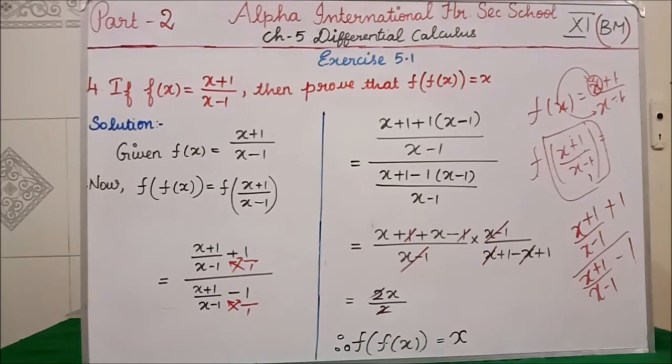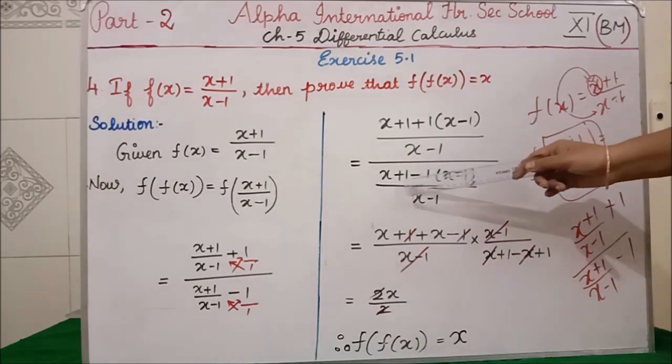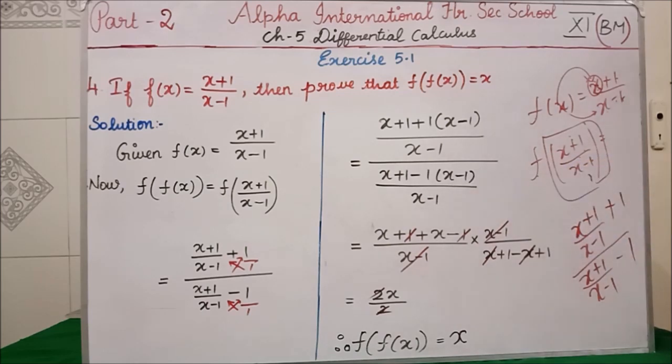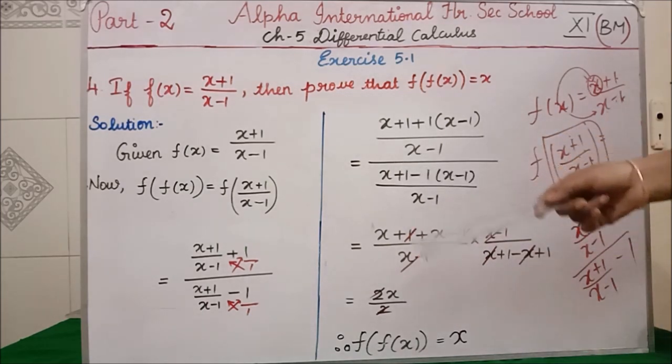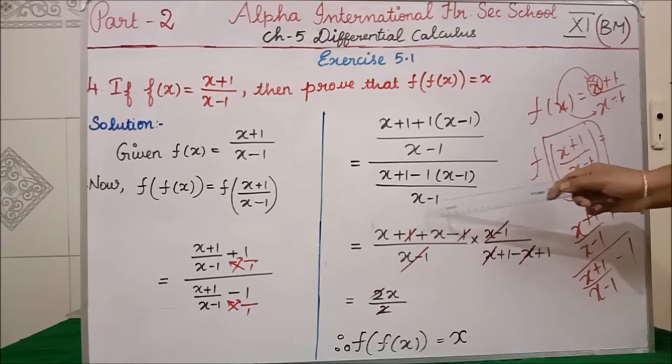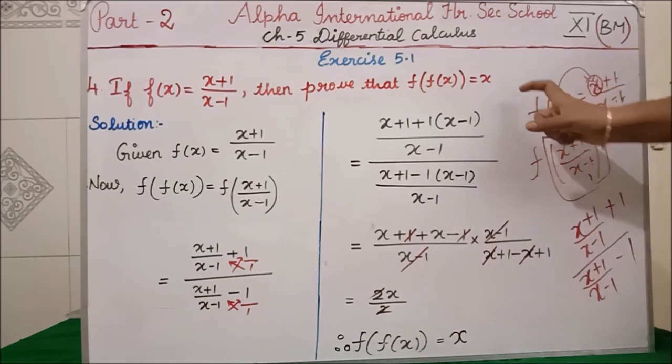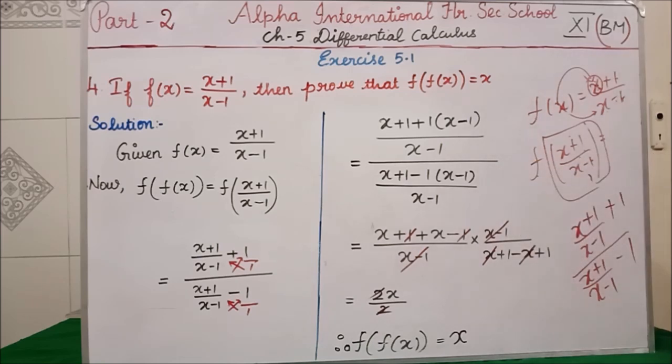Clear all of you? See, we are doing the cross multiplication. There 1 into x plus 1 is x plus 1. x minus 1 into x minus 1 I have written. Divided by the denominator part, I have multiplied x minus 1 into 1 is x minus 1. See, in the numerator we are having one fraction, in the denominator we are having one fraction. So what we have to do, this denominator part now will become reciprocal.